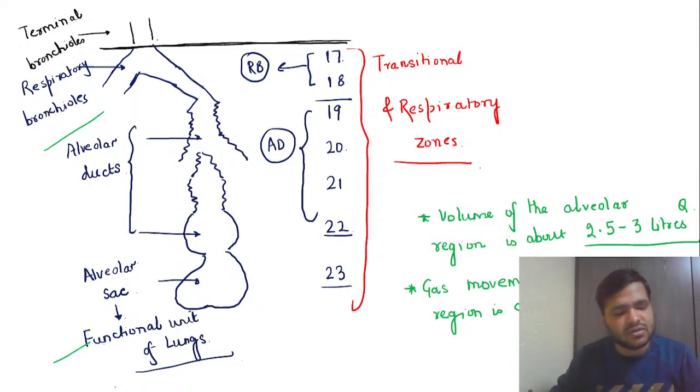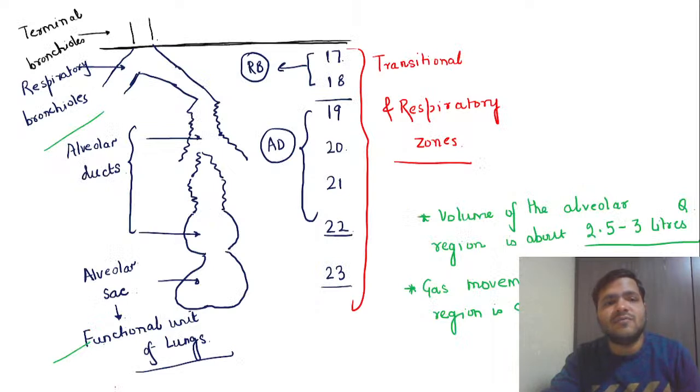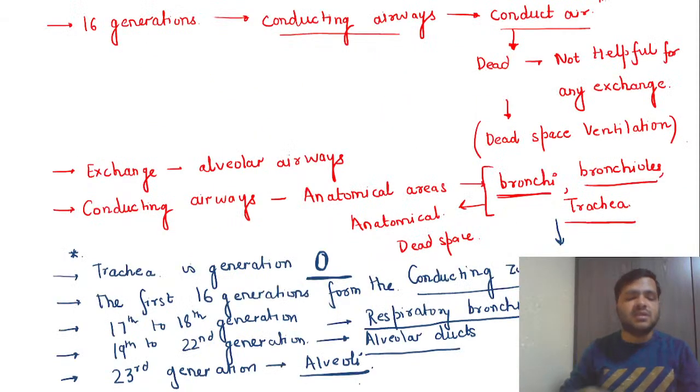It is diffusion. So till now we have completed our first topic, the lungs airway generation, or Weibel's generation of lung airways: the 23 generations, 0 to 16 and 17 onwards. And the last one, the 23rd, is the alveolar sac, which is the functional unit of the lungs. I hope everything is clear now.